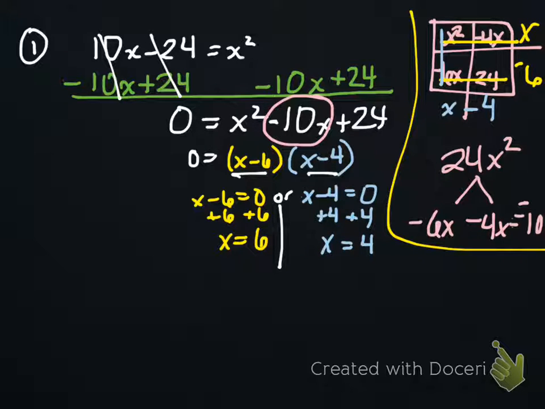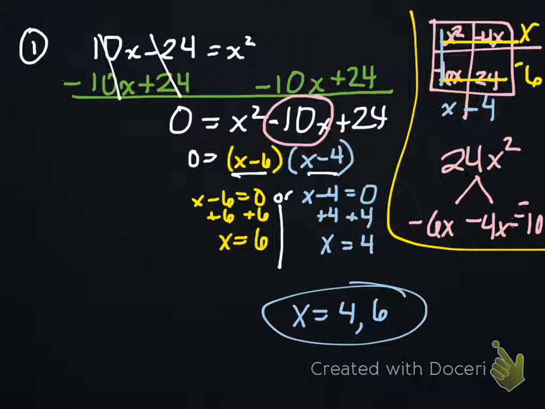So it's not one or the other? They're both going to make it true. And so the way the computer is going to want you to respond for your answers is you say x equals, then you put the x values in order from least to greatest. So what's my smallest, 4 or 6? 4. Comma, and then 6. That's your answer. It's not in parentheses. It's just a listing of your x values.